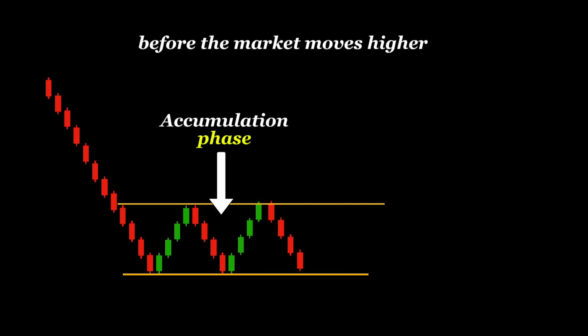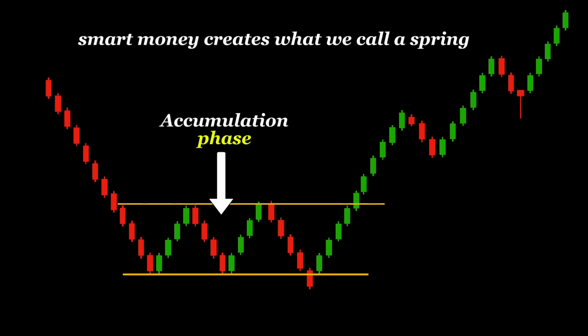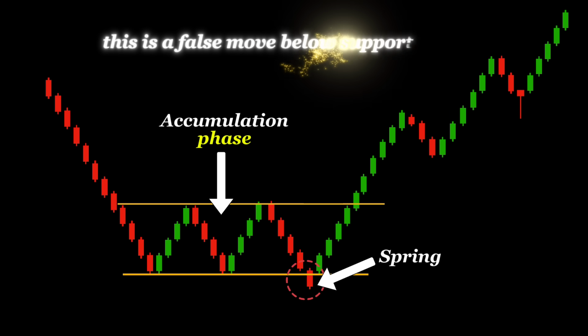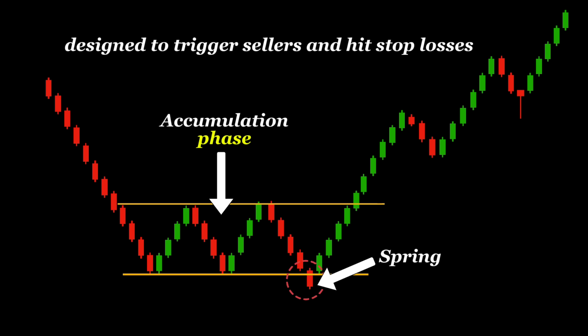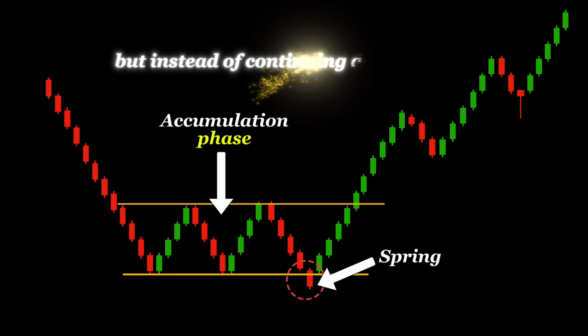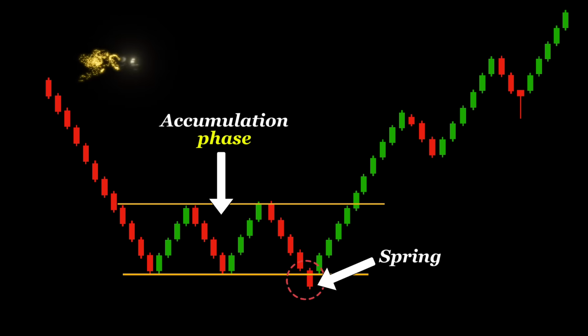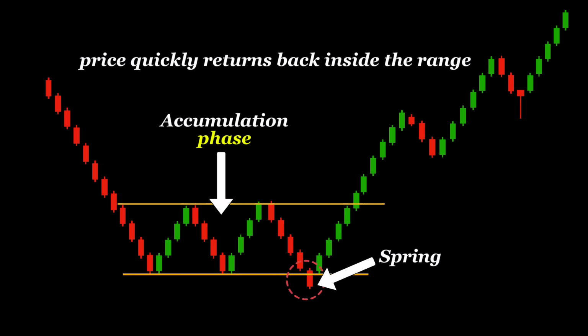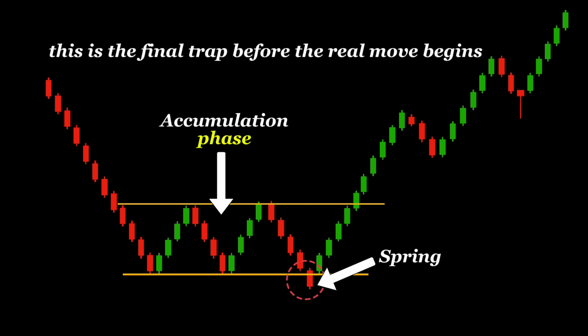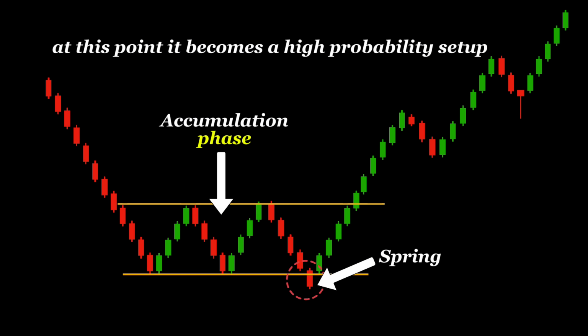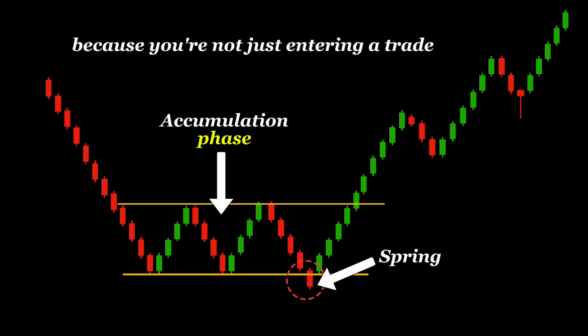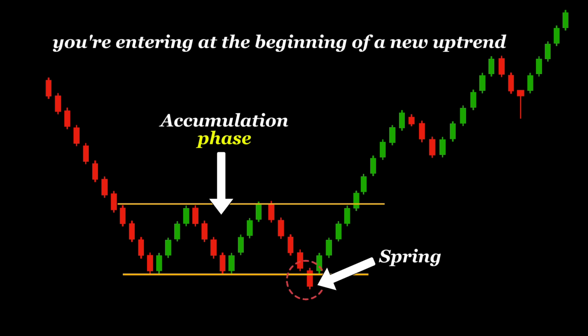Now here's the key moment. Before the market moves higher, smart money creates what we call a spring. This is a false move below support, designed to trigger sellers and hit stop losses. But instead of continuing down, price quickly returns back inside the range. This is the final trap before the real move begins. And when your smart money trap pattern appears at this point, it becomes a high probability setup, because you're not just entering a trade, you're entering at the beginning of a new uptrend.